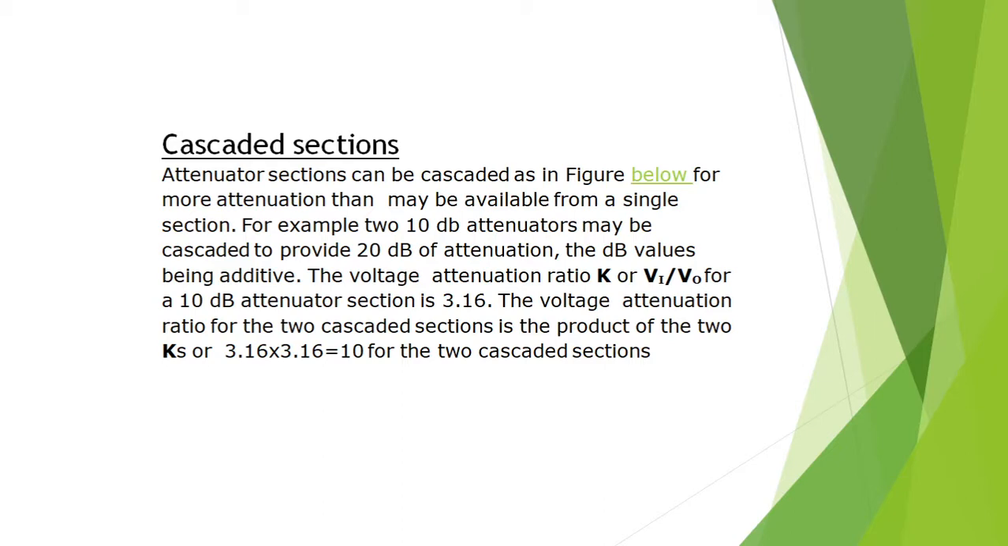So the voltage attenuation ratio is a product, and the dBs can be added. They are additive. 10 dB and 10 dB attenuators can be used for 20 dB attenuation, and the K value will be the product. It should be noted that the K values should be multiplied to get the two cascaded connections.